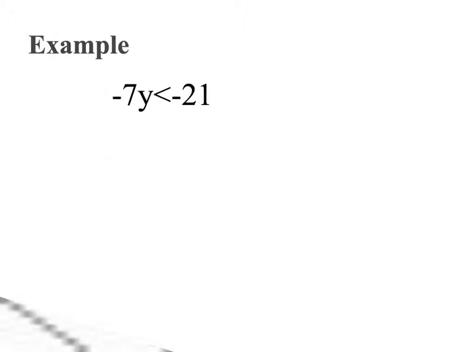Alright, our last example here. Negative 7y is less than negative 21. We need to isolate our variable, and to do that, we're going to divide by negative 7. Our negative 7's cancel, leaving us with y. I divided by a negative number. When you multiply or divide by a negative number, you must flip your sign. So my less than becomes a greater than. Negative 21 divided by negative 7 gives me a positive 3. So I have y is greater than 3.